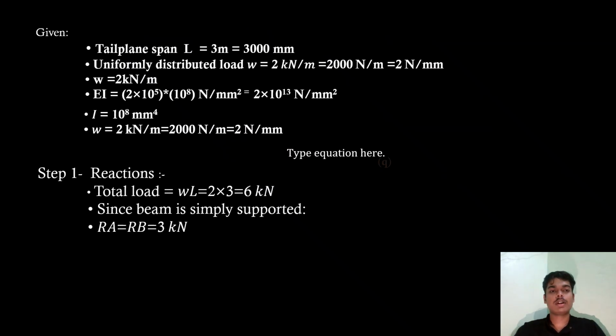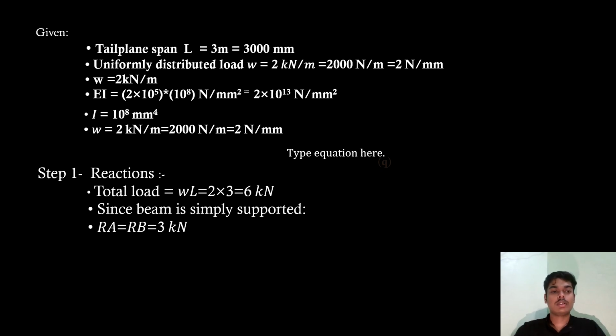The given parameters are: tailplane span, meaning length, is 3 meters, which is converted into mm, becoming 3000 mm, and the uniformly distributed load W is 2 kilonewton per meter. This should be in mm, so it becomes 2 Newton per mm. Then EI is a constant, whose values are 2 into 10 raised to 5 multiplied by I equal to 10 raised to 8, which should be in mm. So EI is 2 into 10 raised to 13 Newton per mm square.